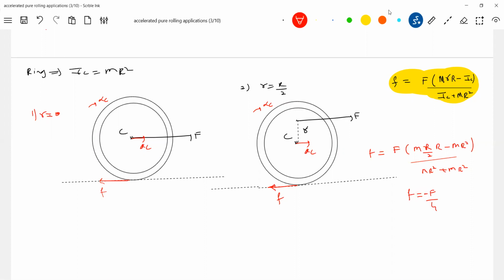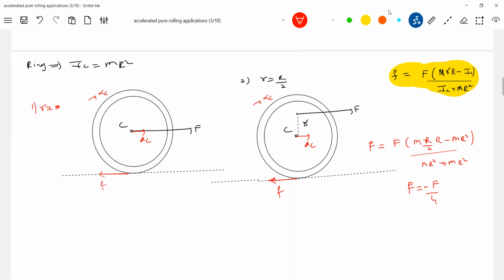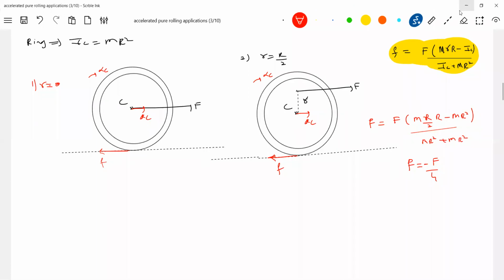What does negative mean? What should I conclude? It will act opposite to the applied force. Better to say, not right or left, it will act opposite to the applied force. Positive means it will act in the direction of the applied force here. Now let me apply the force at the highest point. Third case, let me apply it at the highest point here.